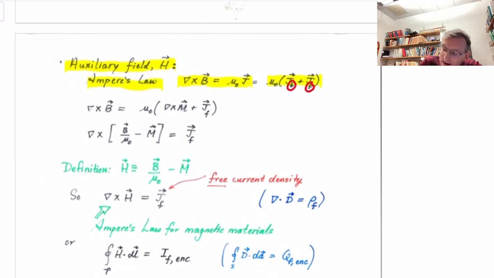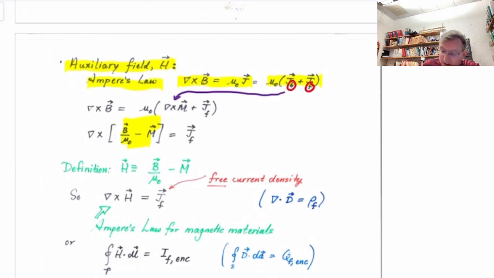But we already know that J bound is equal to the curl of the magnetization. So let's make that replacement. And then let's take the curl of M over to the other side and group it with the curl of B. And now we're taking the curl of this combination. And I divided both sides, by the way, by mu 0. B over mu 0 minus M. And then on the right-hand side, I have only J free.